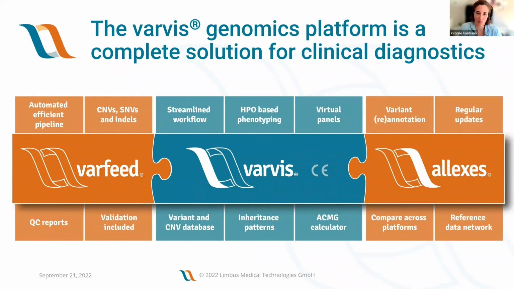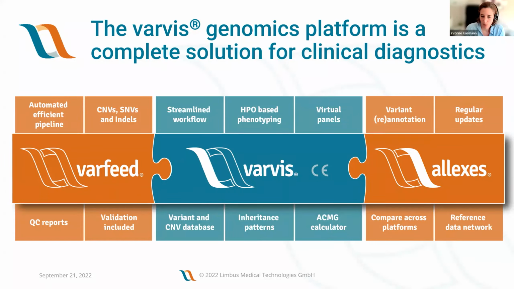The varvis genomics platform basically consists of 3 parts. The heart of the system is varvis itself. This is also where we have the user interface, where the user interacts with the data, can configure virtual panels, configure HPO terms for patients, and classify the variants in a very standardized way. It's also where you have access to the variant and CNV database.